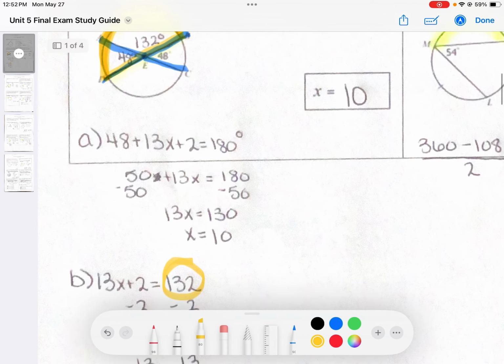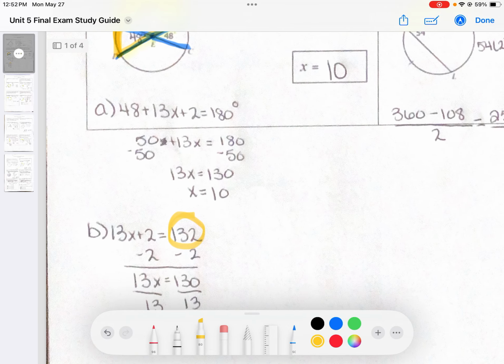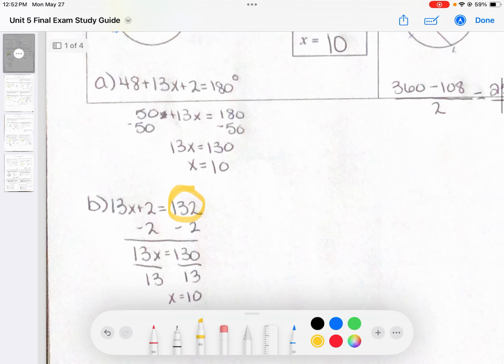Since this is a central angle, there's a difference between a central angle and an inscribed angle. A central angle is where the two sides of the angle meet at the center of the circle. We know the degree of the arc is equal to the degree of the central angle. So I've set 13x plus 2 equal to 132.